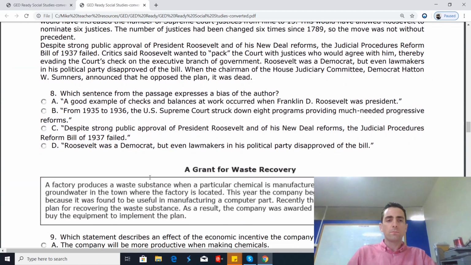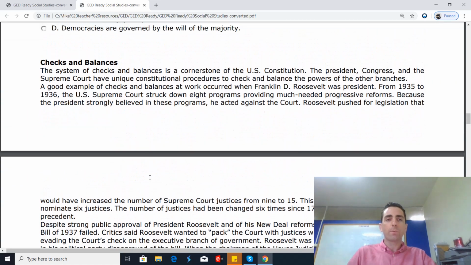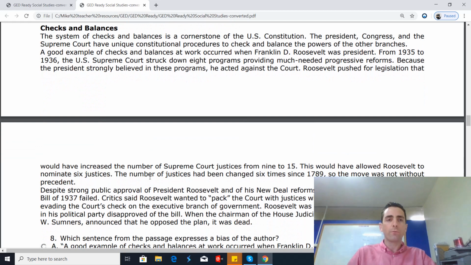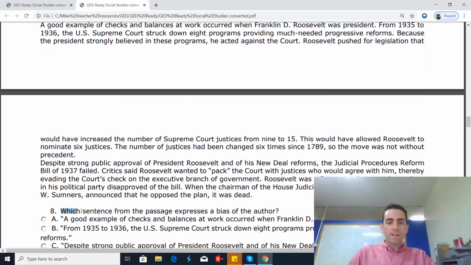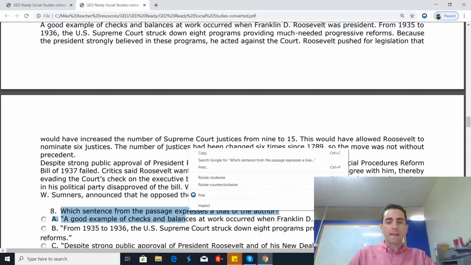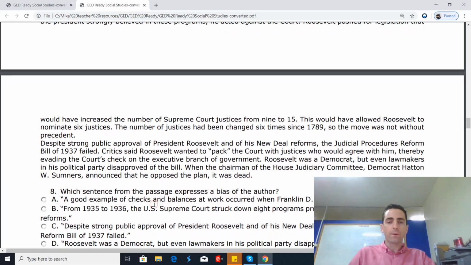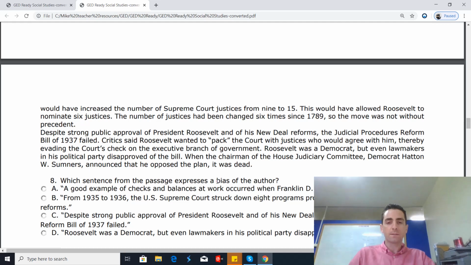Okay. Moving on, number 8. Let's see where we go. More reading on checks and balances. Number 8. Which sentence from the passage expresses a bias of the author? A bias. Now, what is bias?